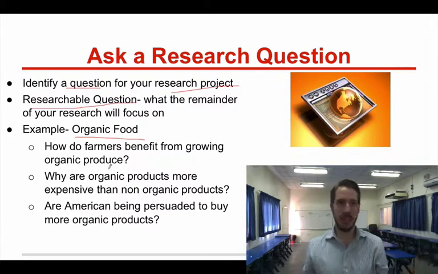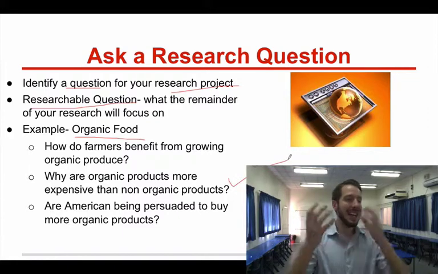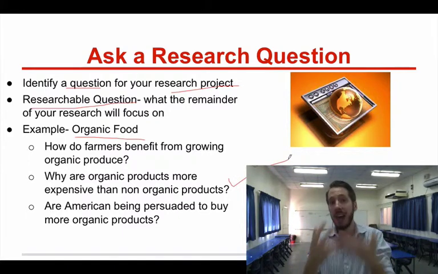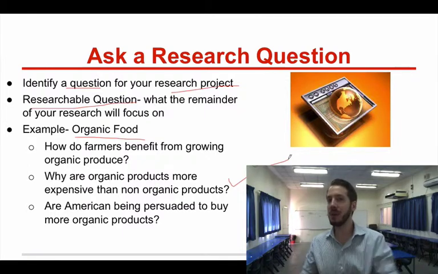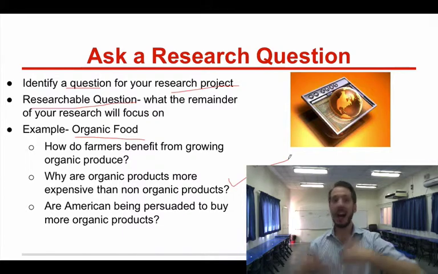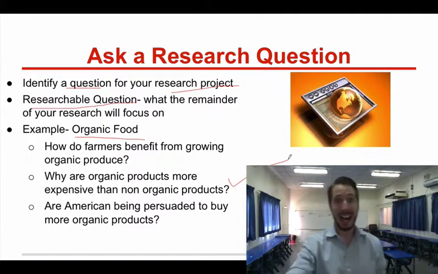Out of all those that I might write down, I'm going to choose one. So maybe why are they more expensive? And now I'm going to start to look at research much more narrowly in that researchable question. Now, what happens if I really can't find much research on it, or it's not really credible? Then I go to another one of the questions that I had.